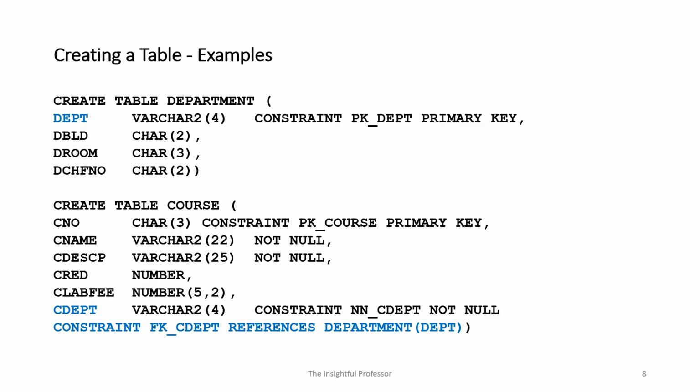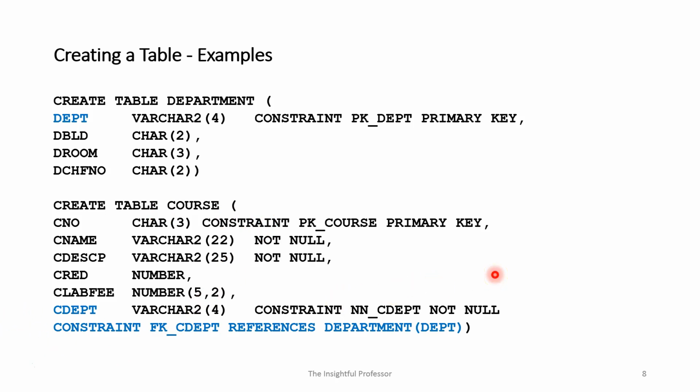Here are a couple of quick examples. We're going to create the department table. And the department table has as a primary key this column called DEPT, which is a variable length character string of 4 characters max. The primary key is designated as being associated with a constraint called PK department. And then we create a table called course. The course table also has a primary key, CNO. No two courses can have the same course number or value in the CNO column. Additionally, we have a relationship between the two tables.